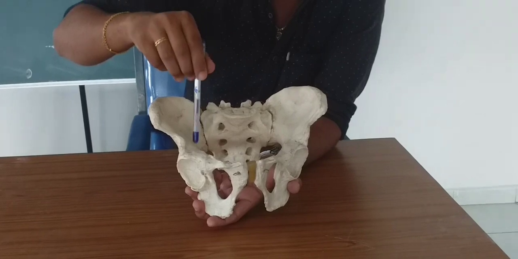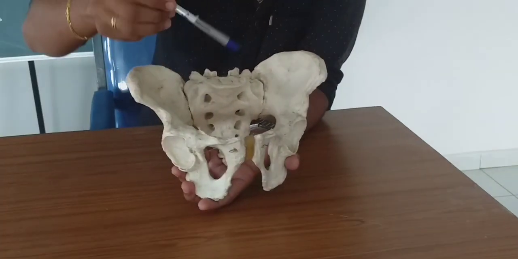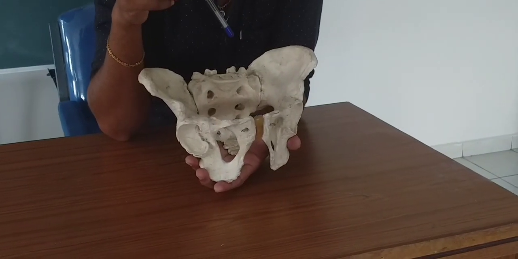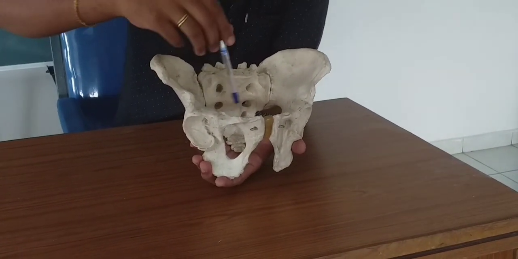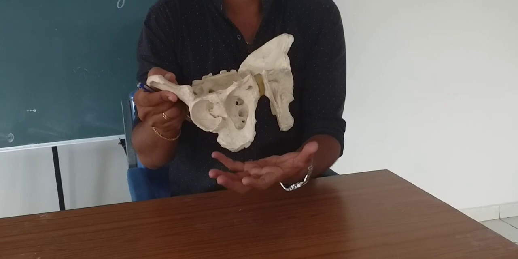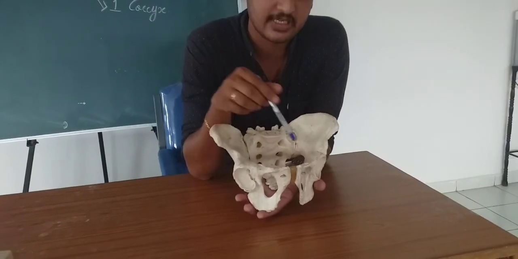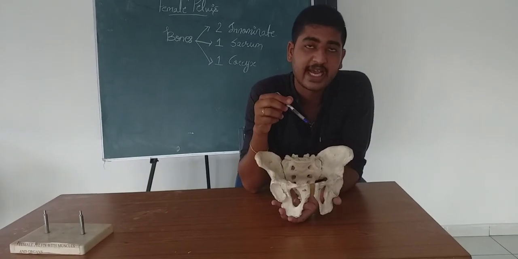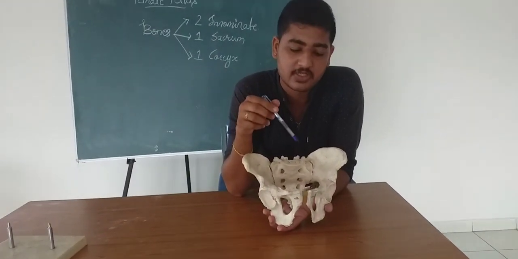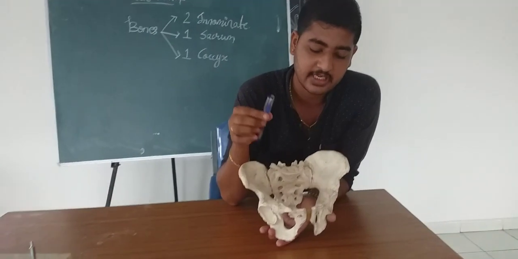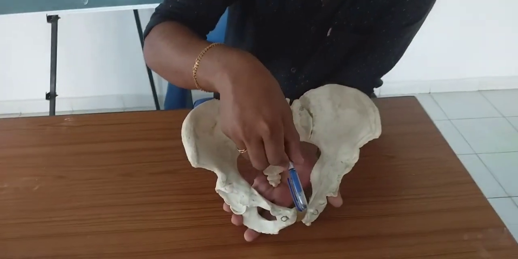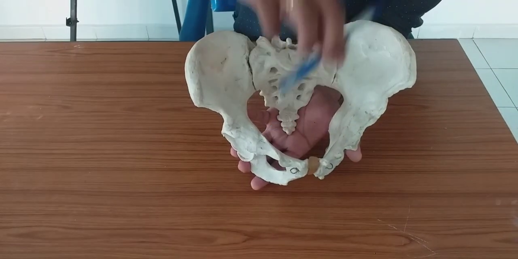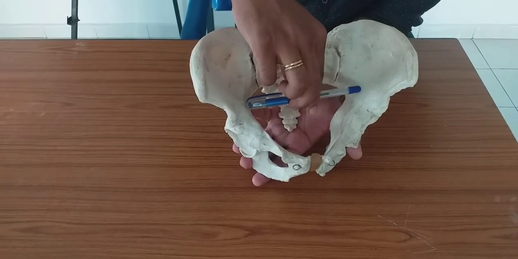The pelvic brim, or the iliopectineal line: above that, the area present is called the false pelvis, and below the pelvic brim, the cavity and the outlet are considered the true pelvis. Next, coming to the diameters of the female pelvis. We have three types of diameters here: the anterior posterior diameter, the oblique diameter, and the transverse diameter.